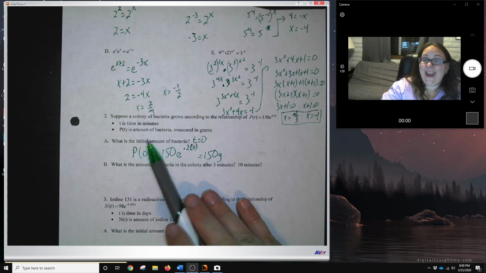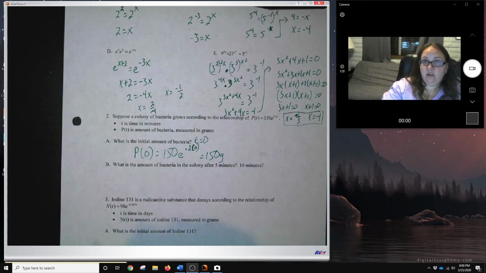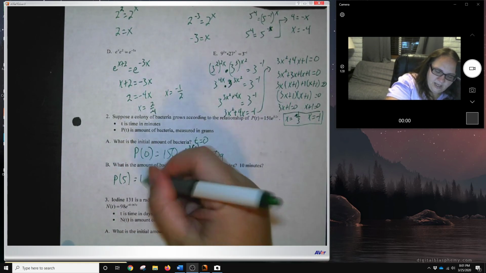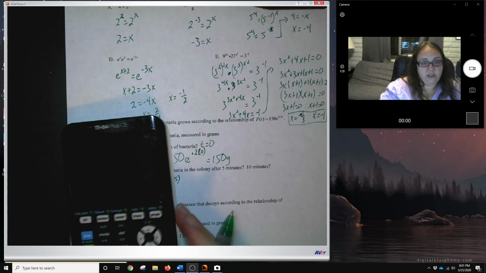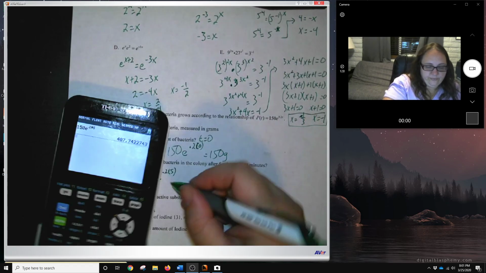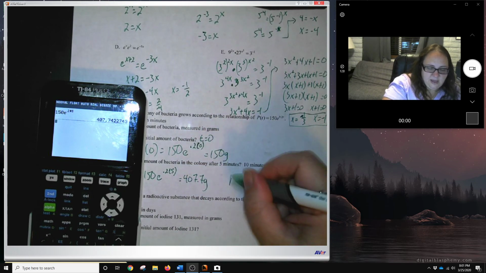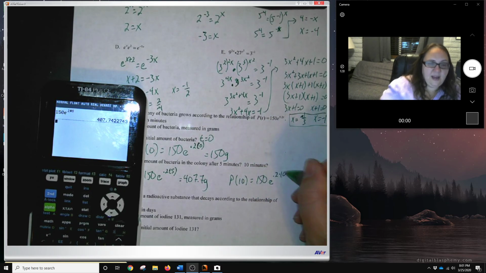So you should know that any time you're asked for the initial amount, it's always going to be the number in front of your exponential. And so then after 5 minutes, it would be 150 e to the 0.2 times 5, which let's just do over here. So 150 e to the 0.2 times 5 is 407.7 grams. And then P of 10 is 150 e to the 0.2 times 10.